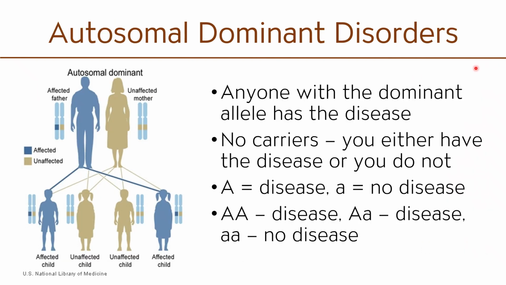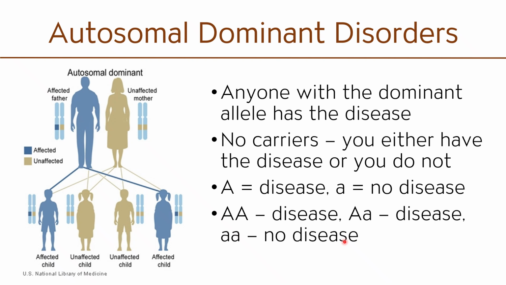So an autosomal dominant disorder is one where anyone that has the dominant allele has the disease. So you either have it or you don't. Because if you are homozygous dominant, you have it. If you are heterozygous, because you even have one dominant allele, you have the trait, or in this case, the disease. And then if you have only recessive alleles, you do not have the trait or the disease.